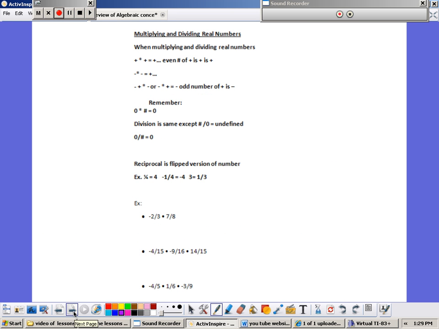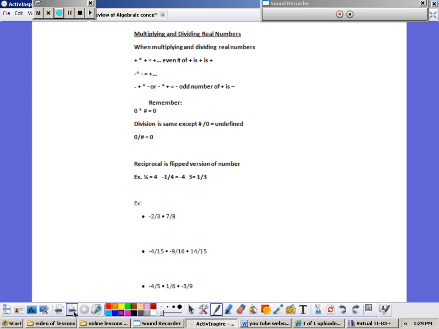Okay, multiplying and dividing real numbers. A positive times a positive is a positive. A negative times a negative is a positive, and a positive times a negative, or a negative times a positive, is a negative. You can also count the number of negative signs you have. If you have an even amount, your answer will be positive. If you have an odd amount, your answer will be negative. So I'll show you both of those.